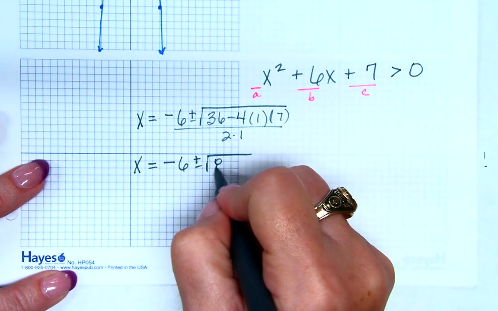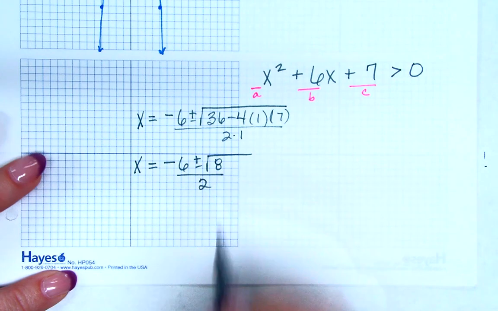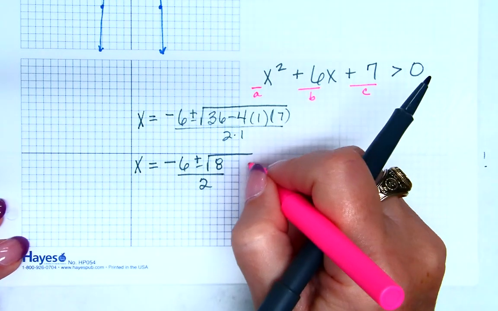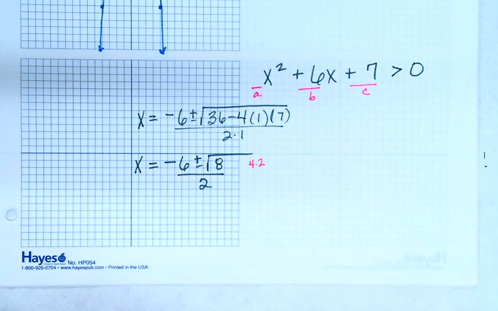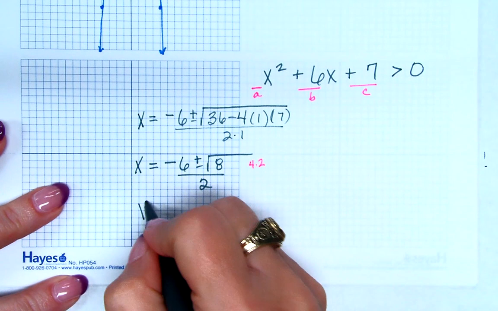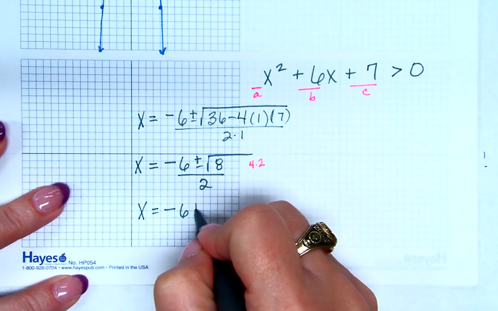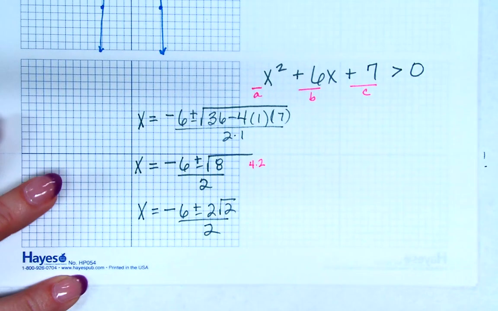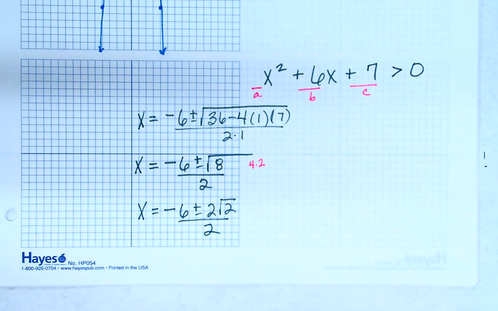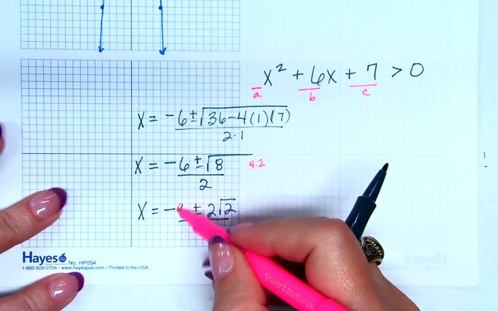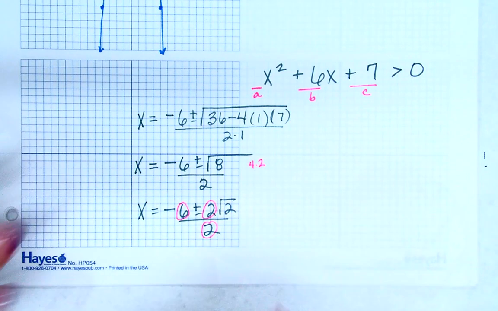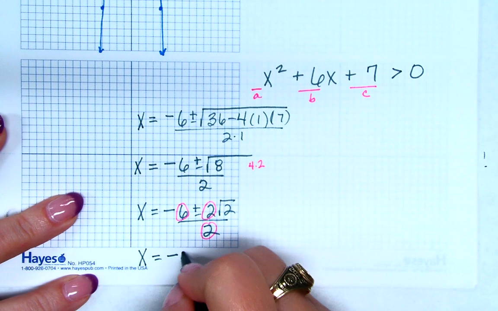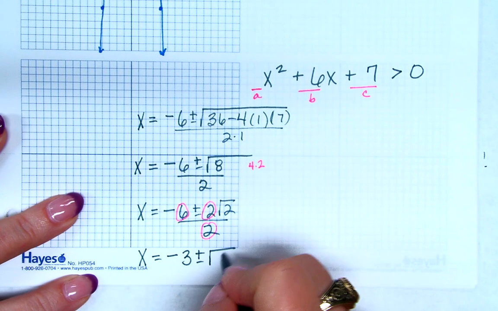8, over 2. I don't know the square root of 8, but I know that 8 is 4 times 2, right? And I know the square root of 2, don't I? So x equals negative 6 plus or minus 2 root 2, over 2. So what can I simplify here? The 6, the 2, and the 2, right? So what does that simplify to? 3. So negative 3 plus or minus root 2.